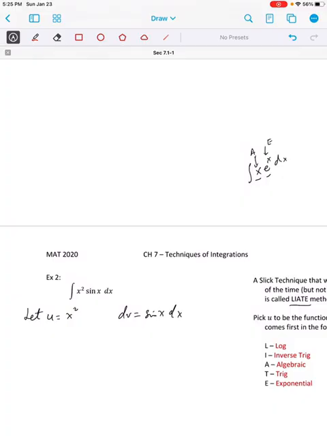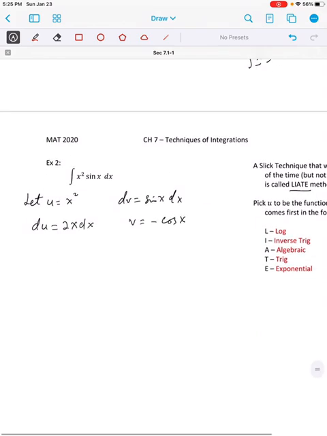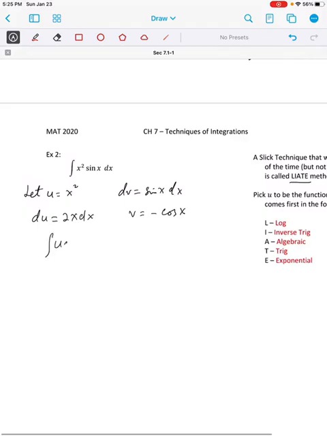So these are the steps you have to remember. The first thing is to pick your u and dv. The next step is to find du and find v. So you differentiate the u, and you anti-differentiate this other one. The antiderivative of sine is, remember, negative cosine. So writing the formula, the integral of u dv equals uv minus the integral of v du.